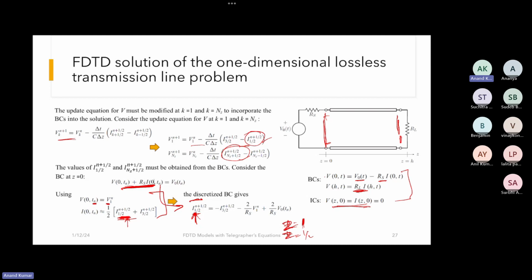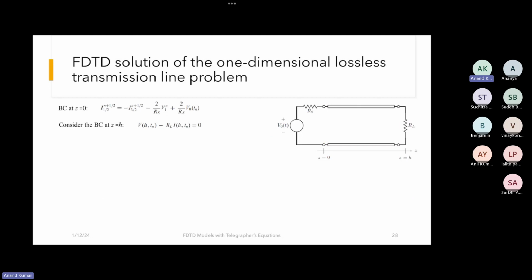So we are giving the z value of current at half position in terms of the 3 by 2 value of the current, at the 3 by 2 node, and the voltage at the nearby points. So this is the first boundary condition that we have achieved. So now we have got the one unknown which was over here.